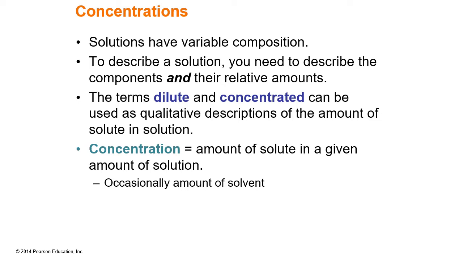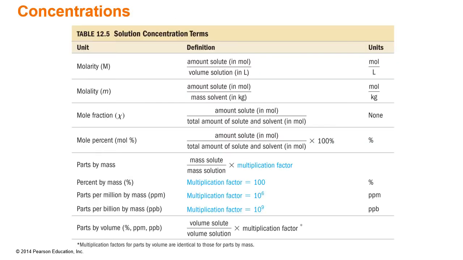A concentration is a quantitative way of describing our solution. It tells us the amount of solute in a given amount of solution, and sometimes it does include the amount of solvent as well. So there's lots of different ways to record concentration.